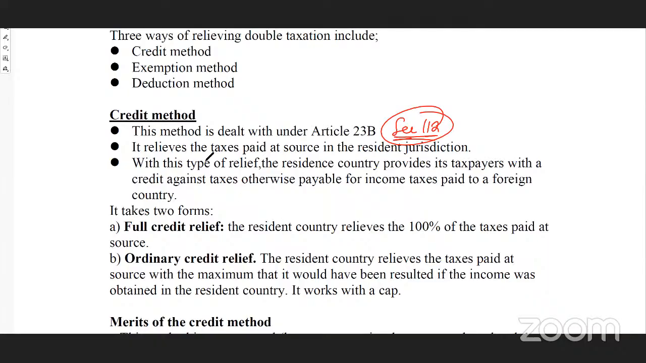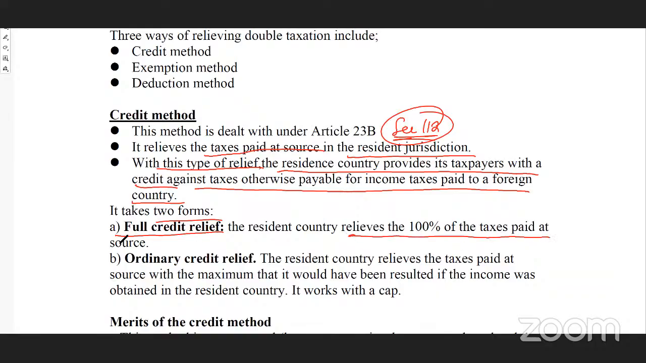So this one relieves the taxes paid at source in the resident jurisdiction. I told you it's the resident state that can give you what? The credit. So with this type, the resident country provides its taxpayers with a credit against taxes otherwise payable for income taxes paid to a foreign country, all right? So it takes 2 forms, which is a full credit relief, where the resident country, for instance, Ghana, relieves 100% of the taxes paid by Kofi in the UK. Do you get the idea? I'm just using our same example so that it makes sense. These things are practical. Do you get the idea?